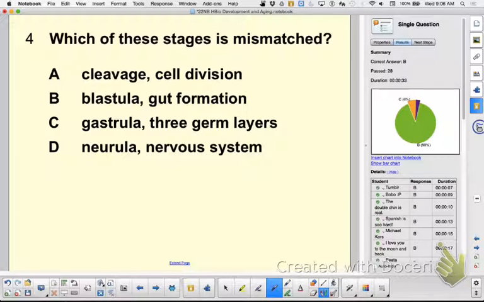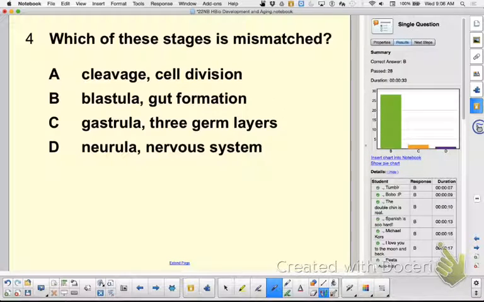B is wrong. Some of you picked C. Gastrula, you do have three layers: ecto, meso, endo. And D, the neurula, is your nervous system, the forming of the spinal cord.